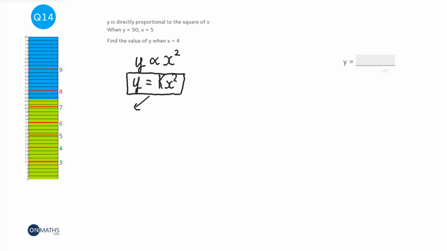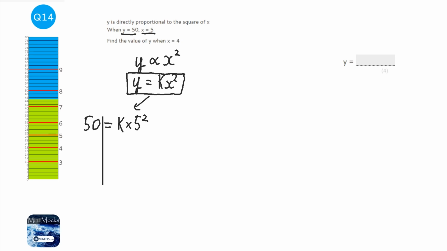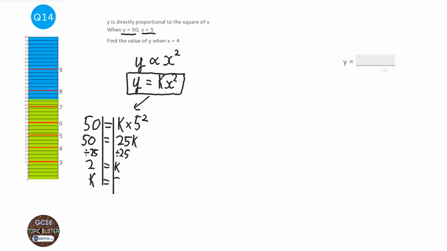Okay, now that's our general formula, but we need to find out what k is. So we're going to go off to the side to find out what k is. And I'm going to put in the values of 50 for y and 5 for x. So 50 equals k times 5 squared. So that's going to be 50 equals 25k. Divide both sides by 25. And 2 equals k, or k equals 2. So we found out what k is.